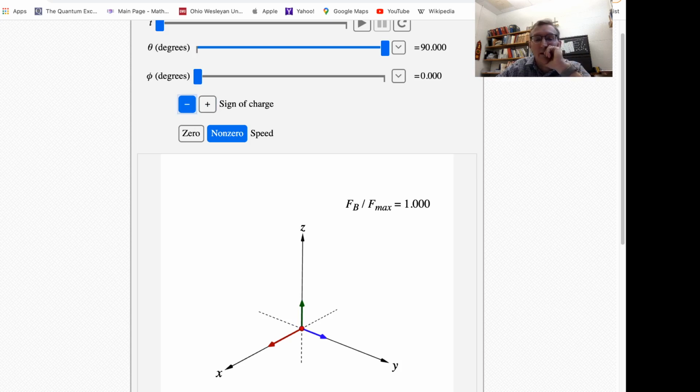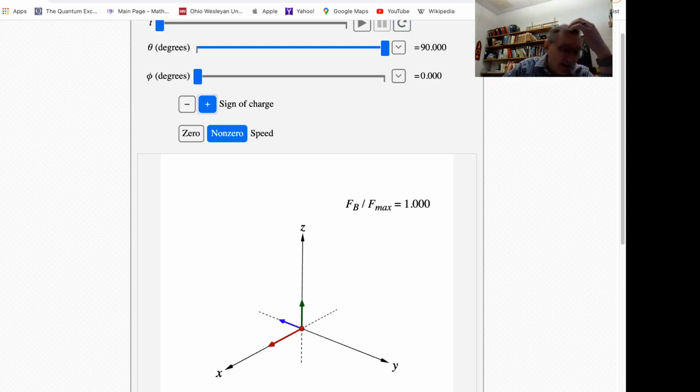Now what do we get when we run the animation? Now we get another circle, but now its center is on the other side of the x-axis. Okay, so, wow. The charge has to be moving. It has to be moving in a direction that's not parallel to the magnetic field. And the direction of the magnetic force you get depends upon the sign of the charge. Let me take it back to a positive charge.